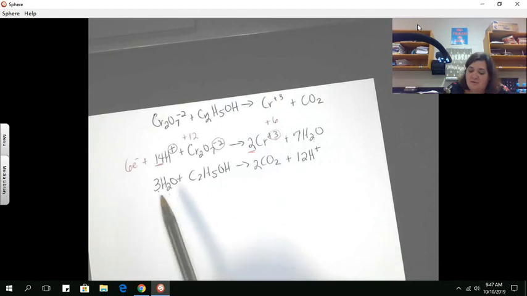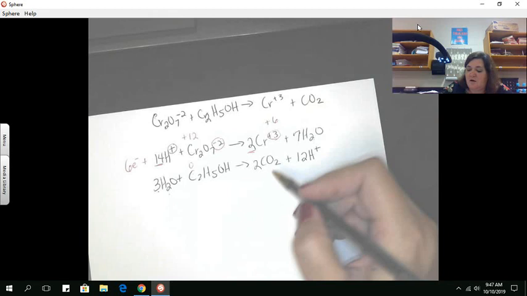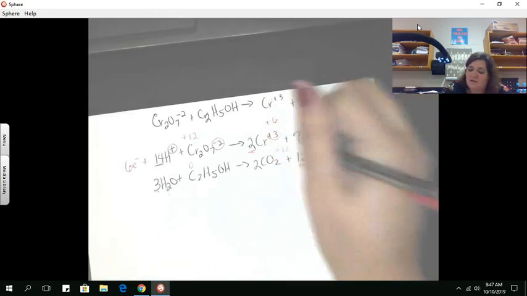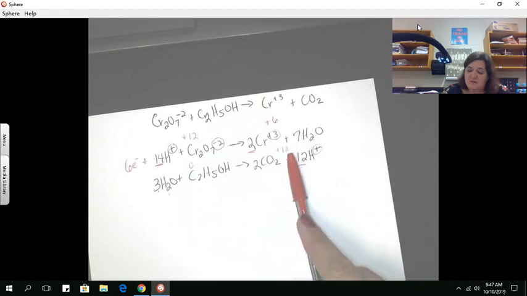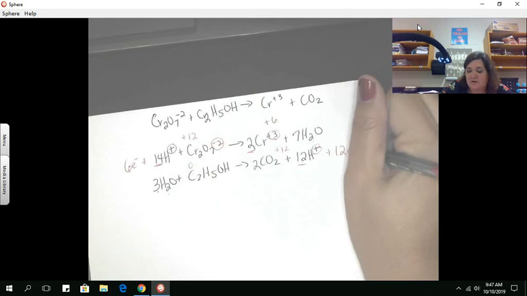And then we do the same thing on the bottom. So we have no charge here on the left. On the right, we have 12 positives. So again, we need to add enough electrons to the right-hand side to make it equal to the left. So that would be 12 electrons.